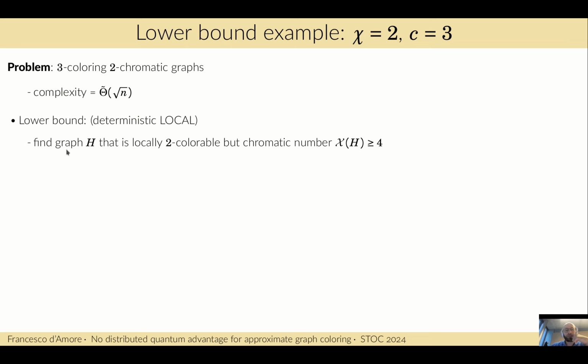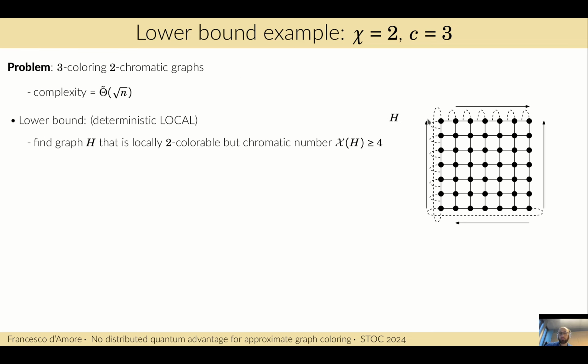The idea is to find a graph H that is locally 2-colorable, but the chromatic number is at least 4, so that the problem on the whole graph is not solvable. And this graph exists and is very similar to a grid where the vertical borders are connected like in a torus, while the horizontal borders are connected in a more specific way. Basically, the second node on the bottom is connected to the last node on the top, the third node on the bottom is connected to the second to last on the top, and so on and so forth. So it's like the reverse order of what one would expect in a torus.